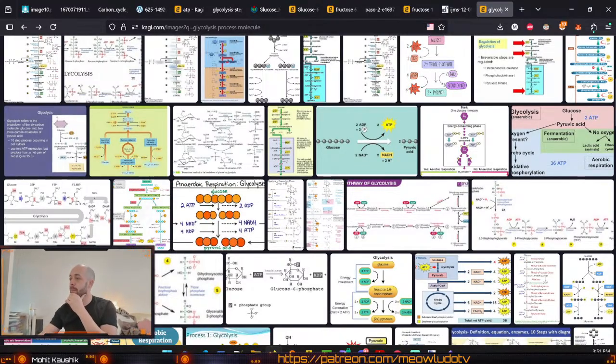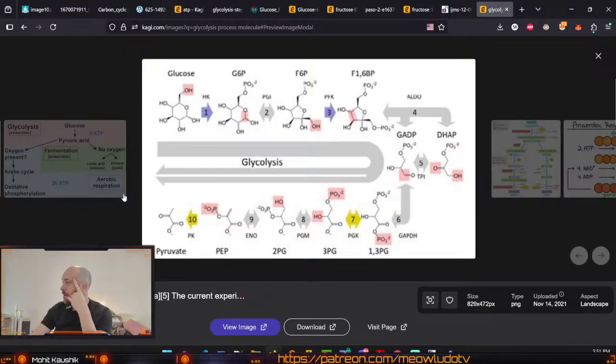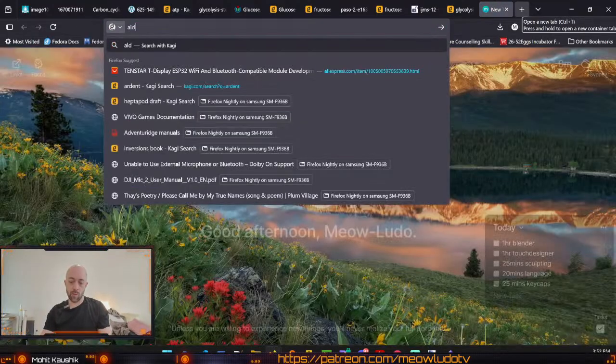Okay, here we go. Glycolysis. Okay, yep. So we've had glucose. It highlights a bond. Glucose 6-phosphate, fructose 6-phosphate, fructose 1,6 bisphosphate, this kind of symmetrical looking one. And then we have this step. So it is going to chop somewhere in the middle.